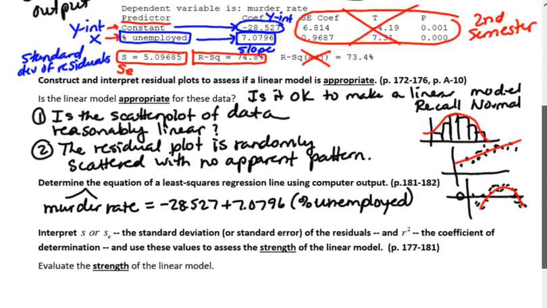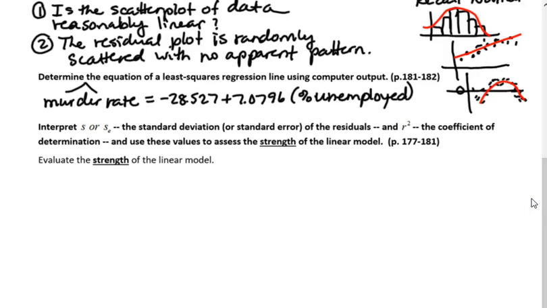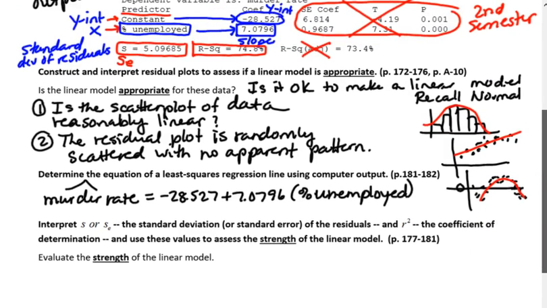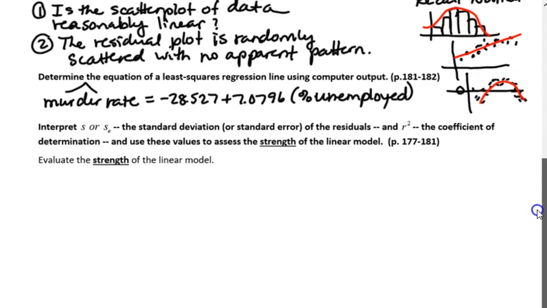Actually, let's define it first, and then we'll look at the plot. So we use this number when we want to evaluate the strength of the model. The appropriateness of the model is: is a straight line a reasonable estimate of the graph? That is what the appropriateness means. Can I use a straight line to represent these data? The strength is how well does the data predict? How well does X predict Y?